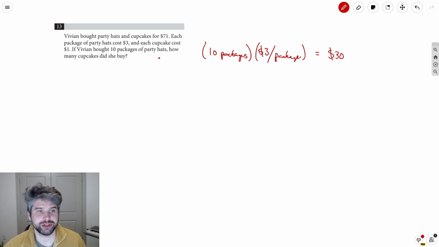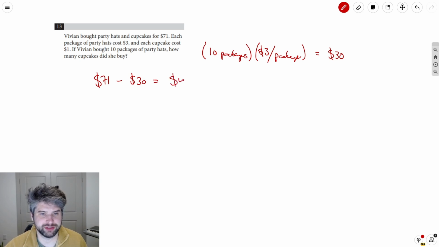So how much did she have left over? In other words, how much did she spend on cupcakes? Well, she spent $71 in total. If you take away the $30 she spent on party hats, then she's left with $41. And since she only bought party hats and cupcakes, that means she spent $30 on party hats and $41 on cupcakes. So now, the only thing left to do is answer this question: how many cupcakes did she buy?